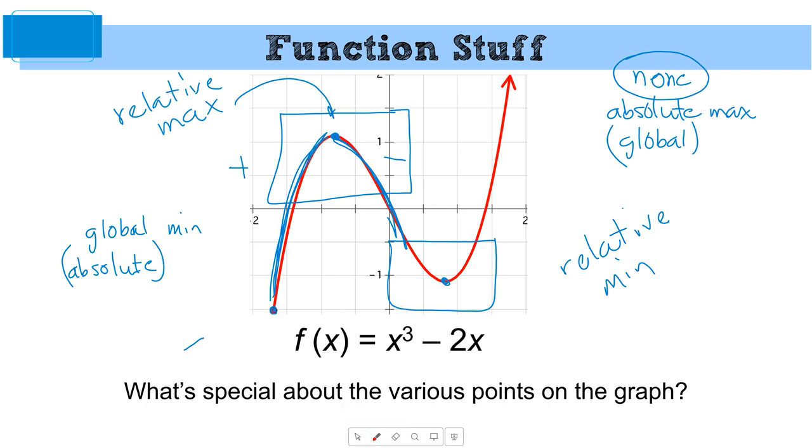Changing colors. What about that guy, Matthew? What's the slope of the tangent line to the left of that? Negative. Already got that, and then over to the right? Positive.